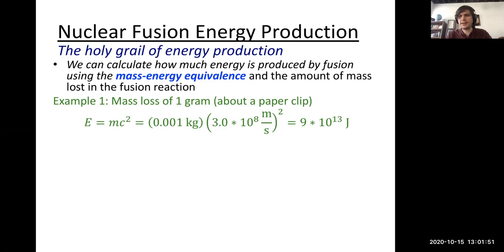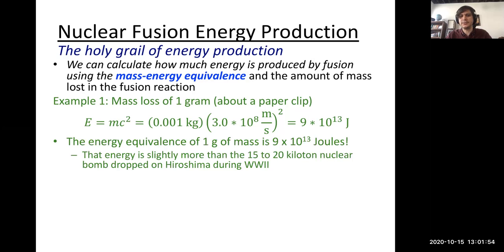Okay, that's a big number, right? Let me put that in context for you. The energy equivalent of this paperclip is 9 times 10 to the 13 joules. That energy is slightly more than the energy released by the 15 to 20 kiloton nuclear bomb that was dropped on Hiroshima during World War II. If we could convert all the mass of this paperclip to energy, it would have more energy than a nuclear bomb. You'll never look at paper clips the same way.